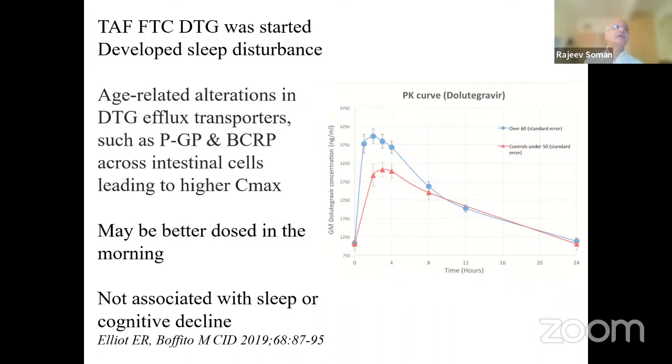So we were happy with this. So TAF, FTC, DTG was started. The patient developed a lot of sleep disturbance. Now, what could that be due to?